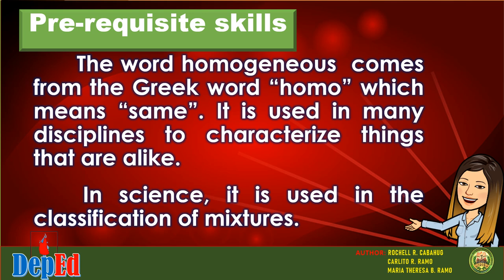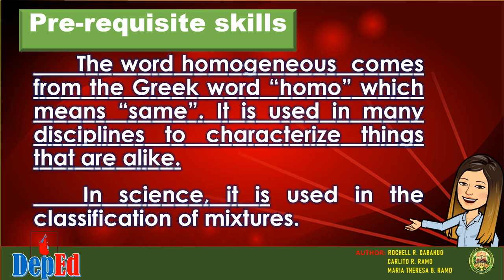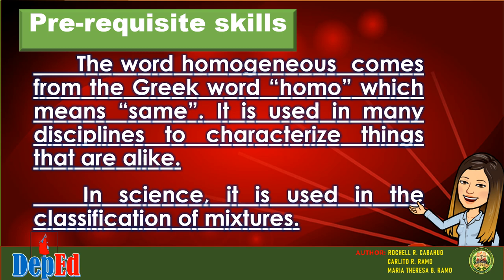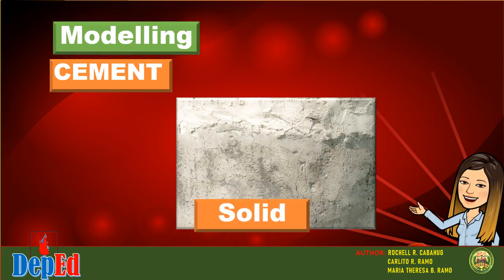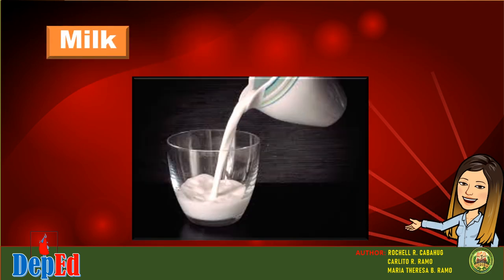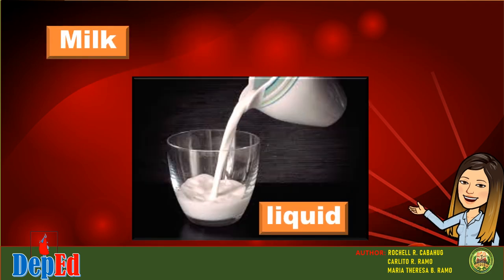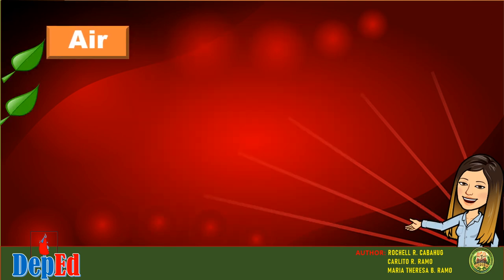The word homogeneous comes from the Greek word homo, which means same. It is used in many disciplines to characterize things that are alike. In science, it is used in the classification of mixtures. For example, cement. Cement is a solid material. Milk is a liquid material. Air is gas.